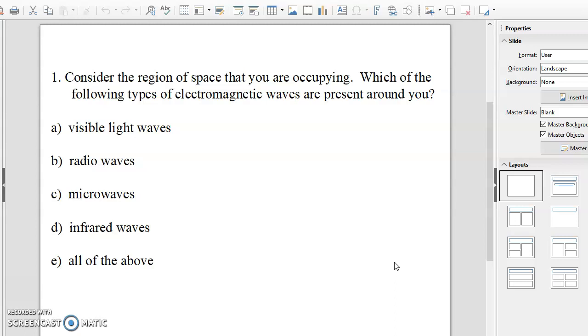Okay, so the first one. Consider the region of space you are occupying. Which of the following types of electromagnetic waves are present around you? And of course, the answer here is E, all of them.